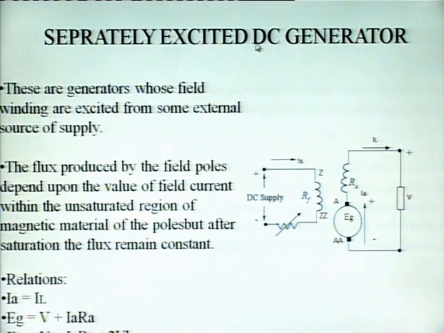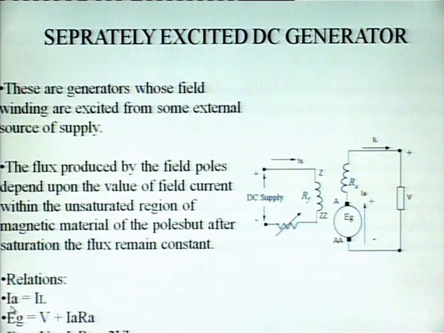In a separately excited DC generator, the field winding is excited from a separate source. These are generators whose field windings are excited from some external source or supply. The flux produced by the field poles depends upon the field current within the unsaturated region of the magnetic material of the poles, but after saturation the flux remains constant. So the following relations can be derived from this separately excited DC generator diagram.